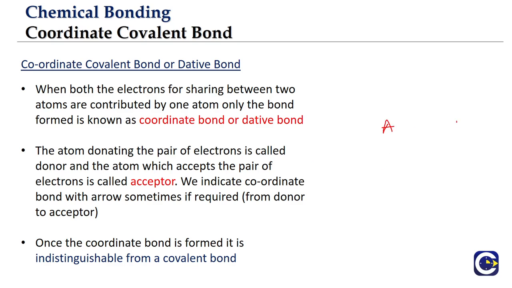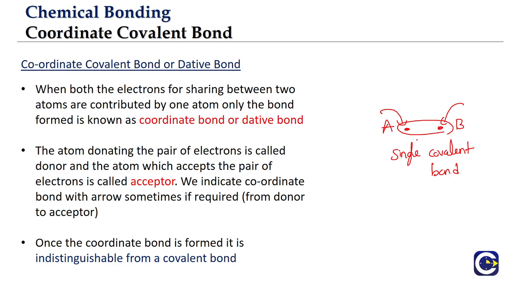Let us say we have a covalent bond between the two atoms A and B. A is the atom from one element, B is the atom for the other element. What is the normal covalent bond concept? A will contribute one electron for the sharing, B will contribute one electron for the sharing, and that is going to form a single covalent bond. So this is the normal covalent bond.